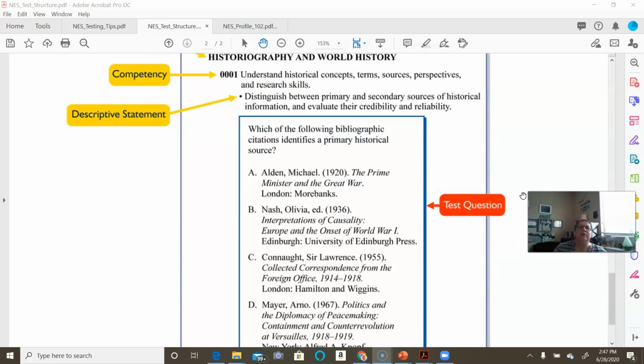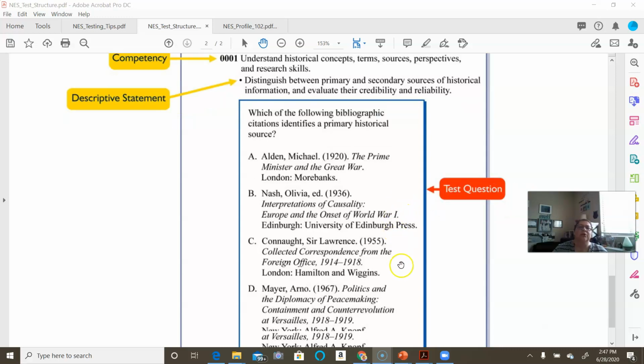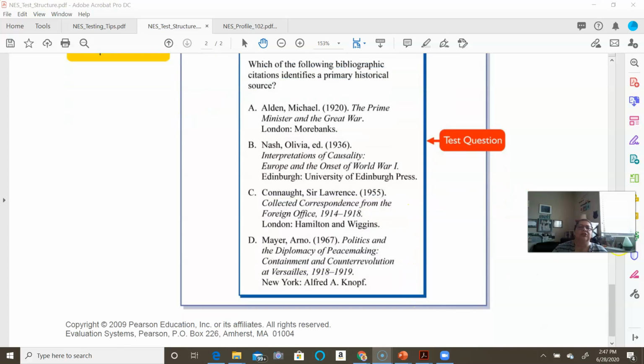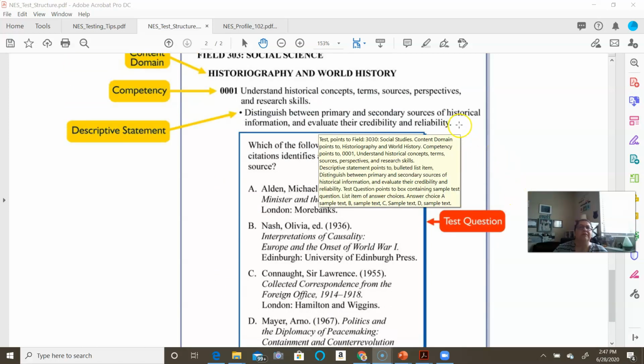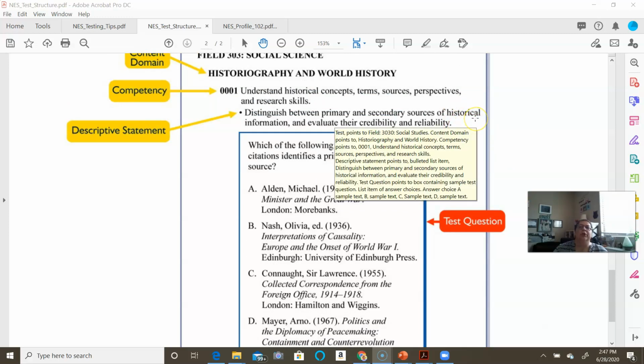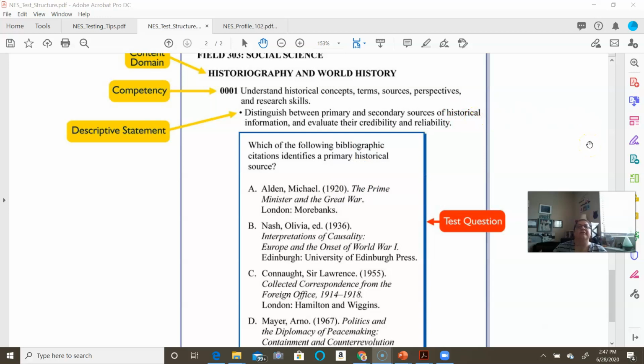So here's one of the test questions. Which of the following bibliographic citations identifies a primary historical source? Then you look through them and test your knowledge, and they'll provide you answers. So this at least gives you a gist of what they're actually looking for you to do from this learning goal. The descriptive statement is really your learning goal.